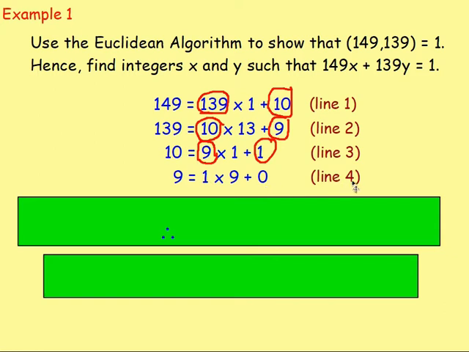You notice here that we're calling this line 4. Make sure that you have line 1, line 2, line 3 and line 4. You will need that for the next bit.